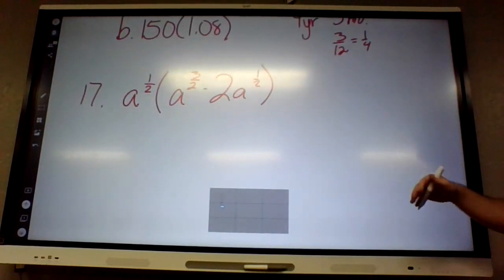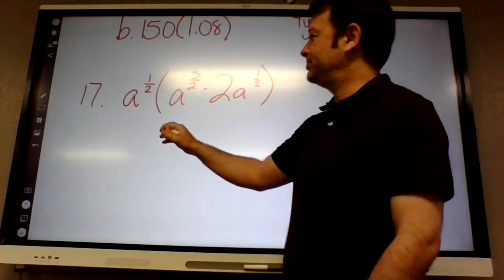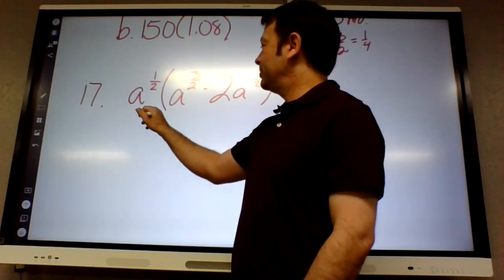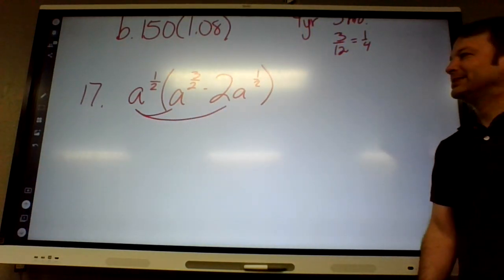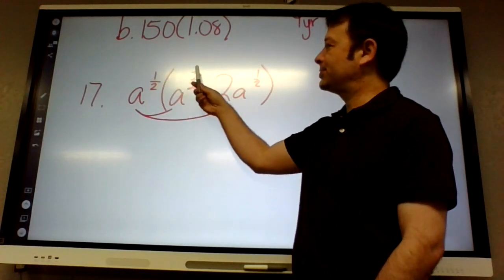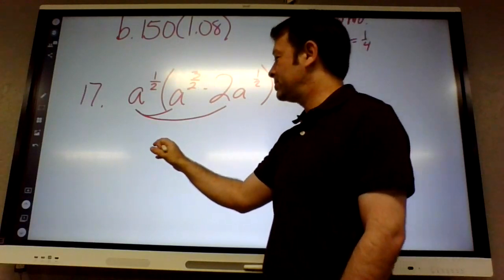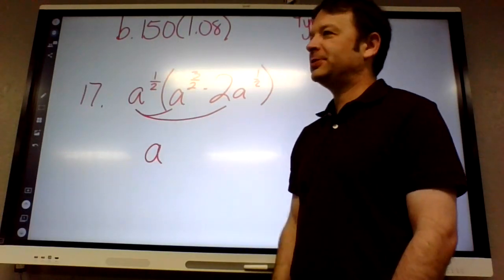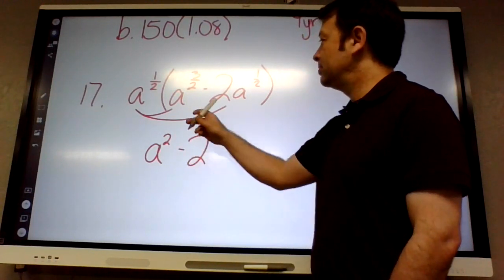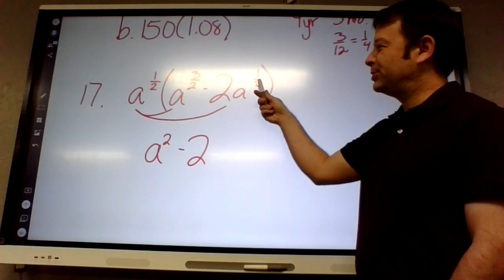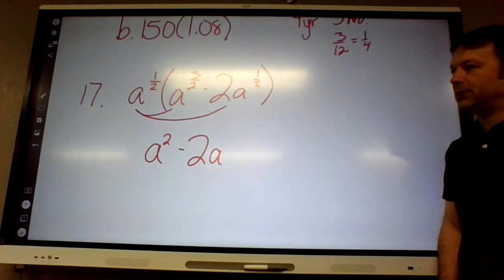Okay, what kind of problem does that look like? It does look like a distribution property. And when we're doing a times a, what do we do with the exponents? Add. 1/2 plus 3/2 is 4/2, which simplifies to 2. Then 1/2 plus 1/2 is a to the 1, so it's just an a right there.